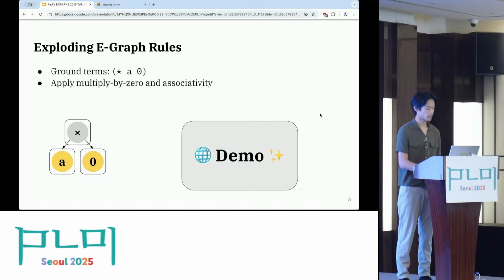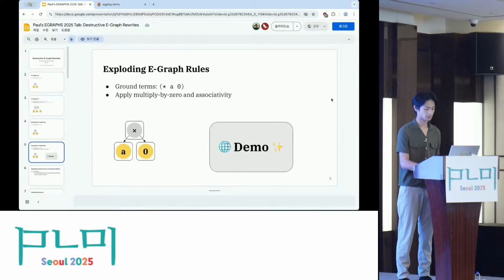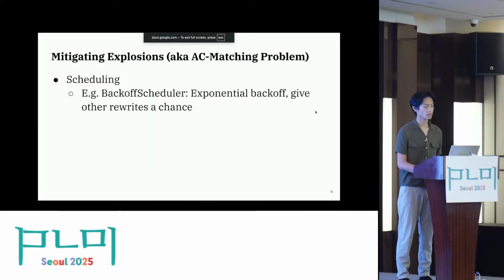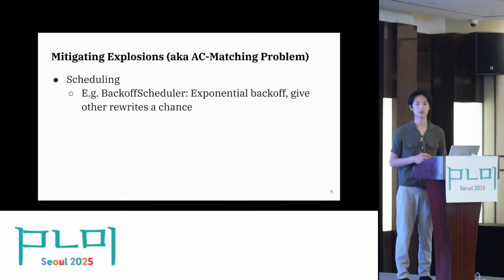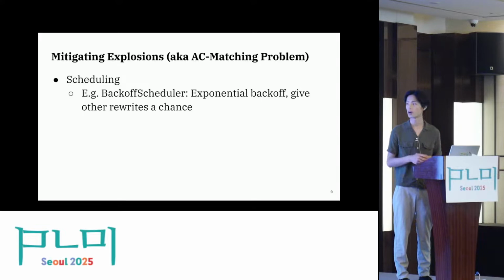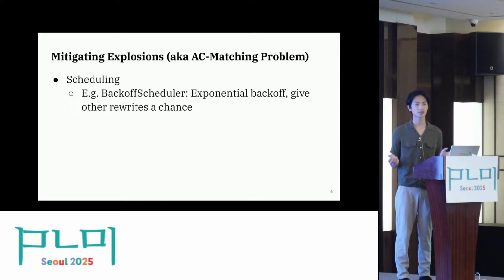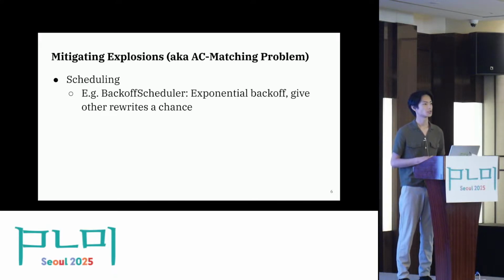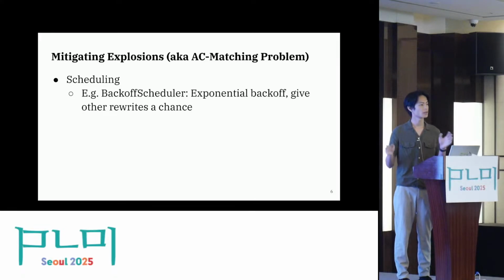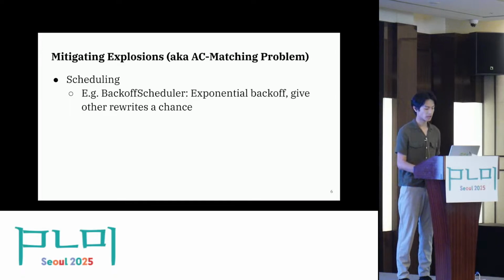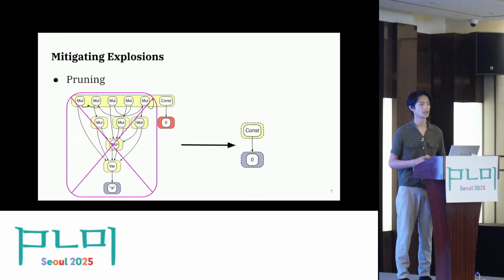Now, there have been a few proposals for addressing this problem. At least in EGG, there are a couple of strategies that have been used. The first is scheduling, where you can control when rewrites are applied to the eGraph. The default scheduler in EGG is known as the backoff scheduler. It uses a nice little exponential backoff algorithm that basically bans exploding rewrites and gives the other rewrites a chance to catch up.